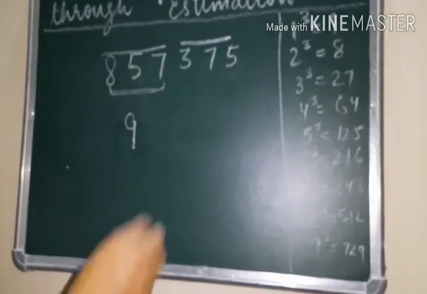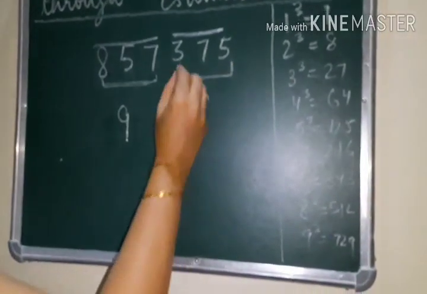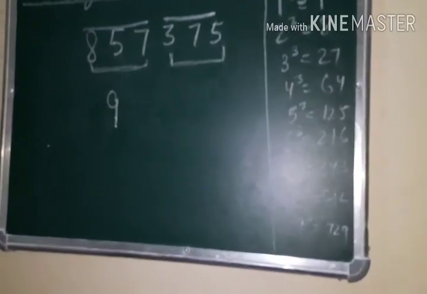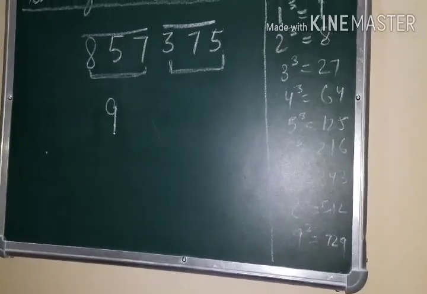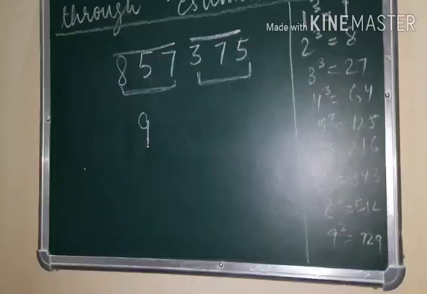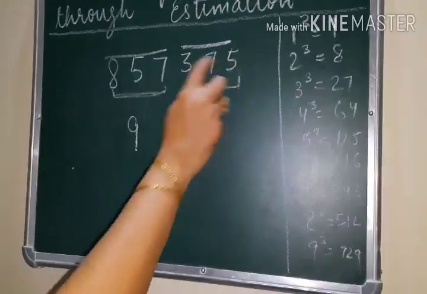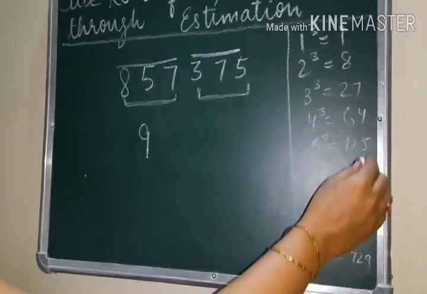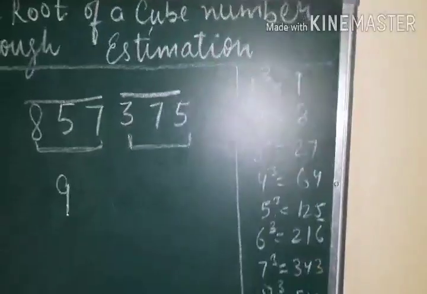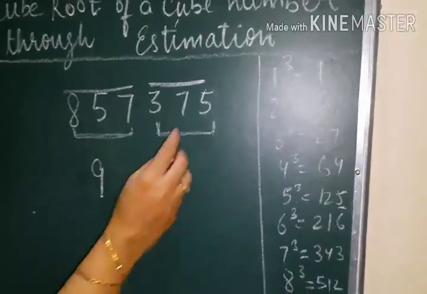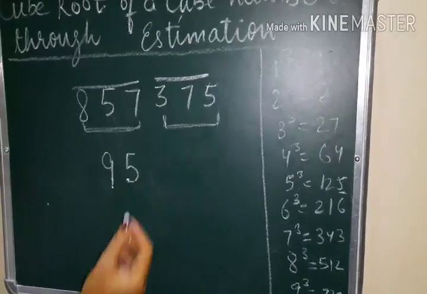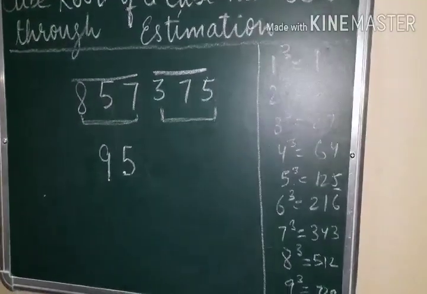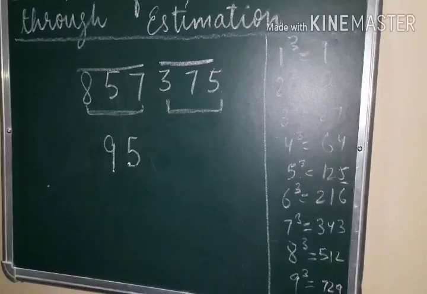And for the last group, you have to see the units digit. The units digit is 5. For which number's cube do you get the units digit 5? You get the units digit 5 for 5 only. So your number will be 95. So this is how you have to do the estimation.